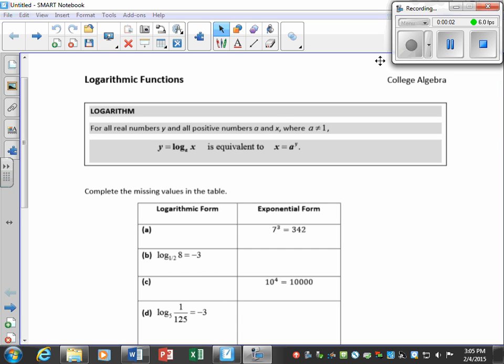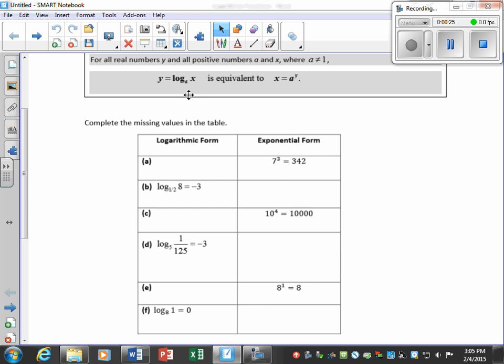So we're going to talk about logarithmic functions, and by definition you can see here that this is the logarithmic form and it's equivalent to the exponential form. So the first thing we're going to do is practice going from logarithmic to exponential and then vice versa. So then we'll take it back from exponential to logarithmic form.